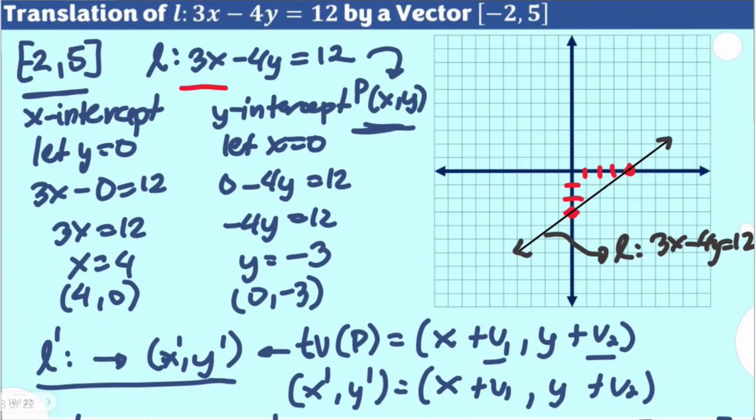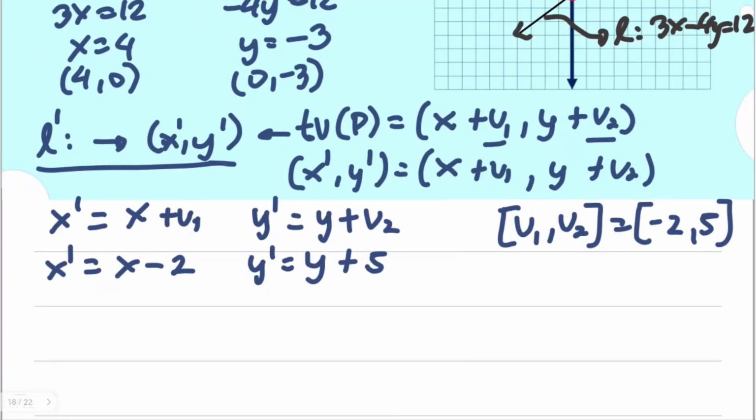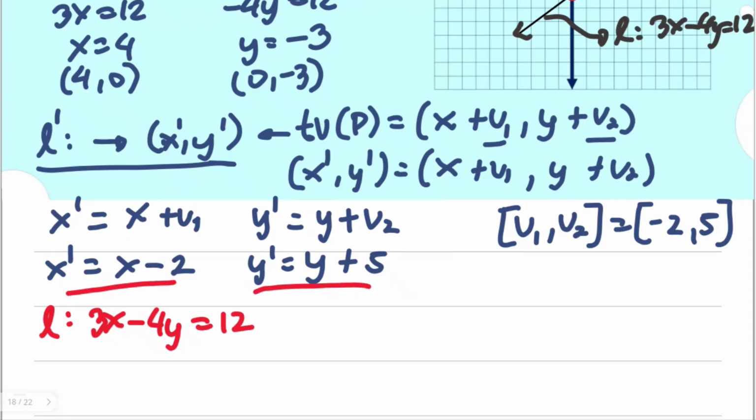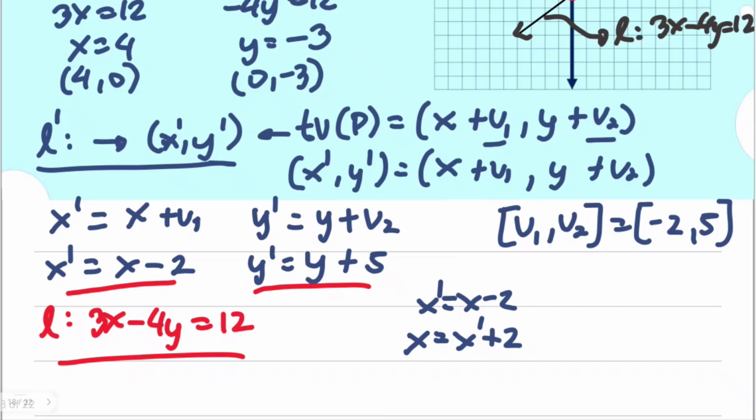This is our given equation, 3x minus 4y equals 12. So for this, we can solve x and y to be substituted here. Okay? So for our x prime, being x minus 2, our x is x prime plus 2, as we move that on the other side. For our y prime, being y plus 5, our y is y prime minus 5.